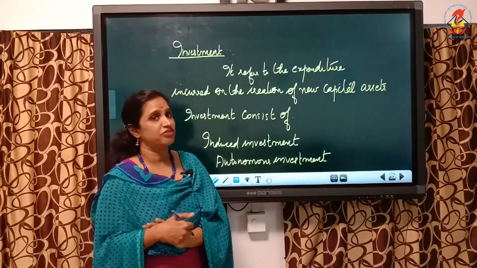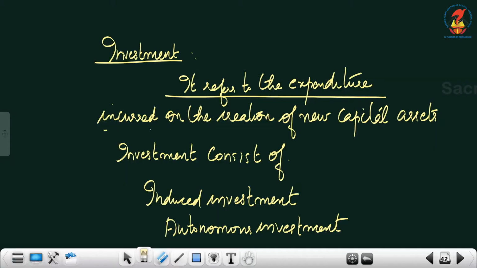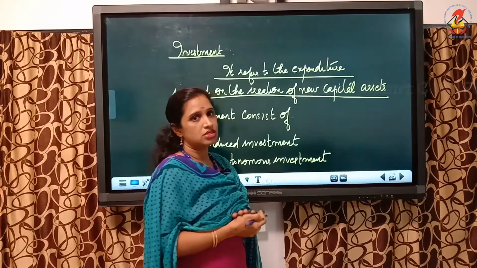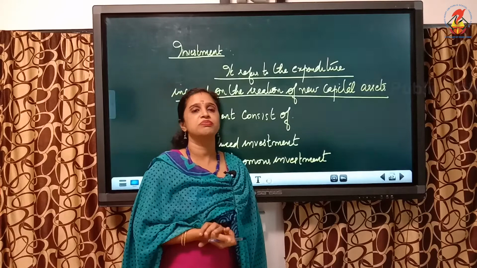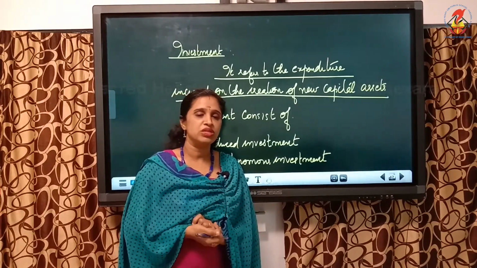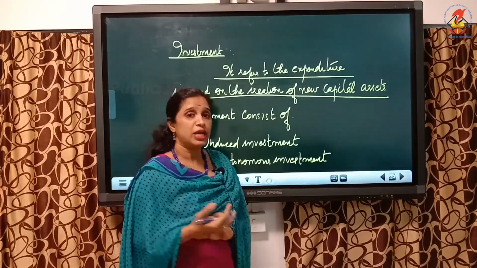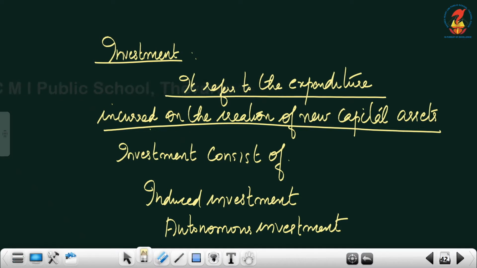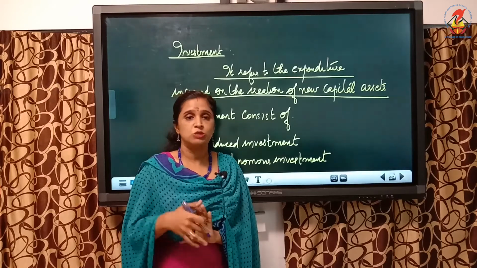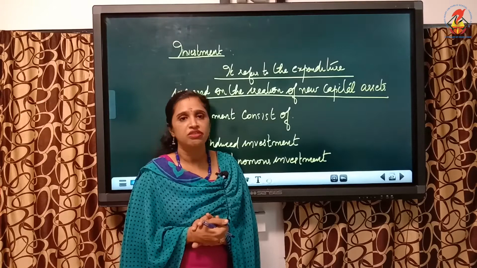So let us see what is the definition of investment. Investment refers to expenditure incurred on the creation of new capital assets. For example, if a producer is starting a business or a firm, he needs to buy the land, machines, equipment, etc. That is his investment. So investment refers to his expenditure on the creation of new capital assets. Once he has spent money for that, it is an asset for him. That is known as investment.